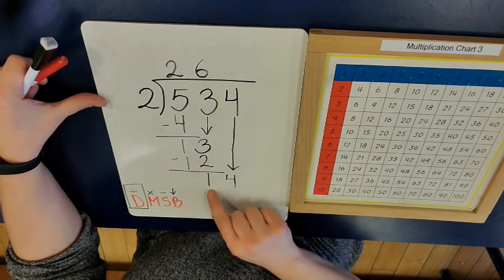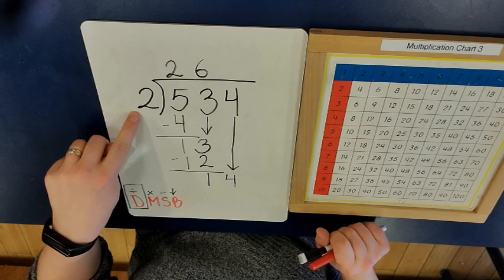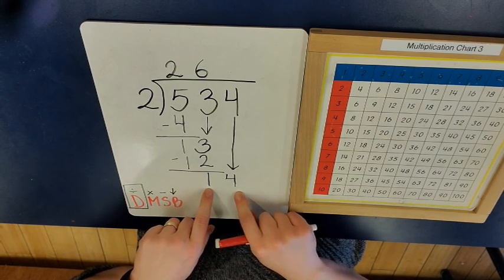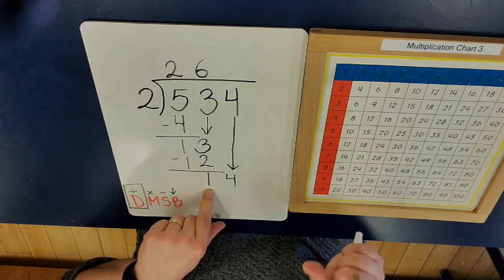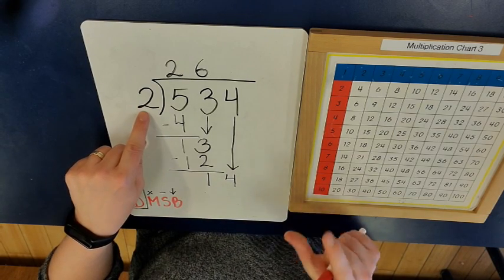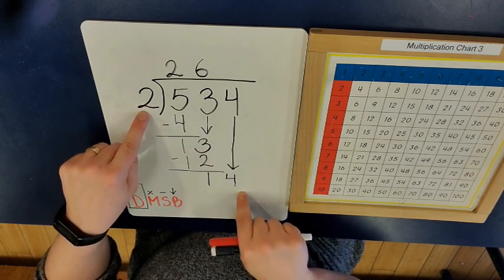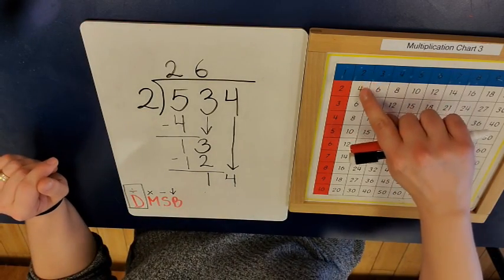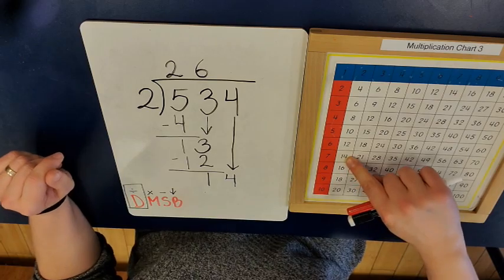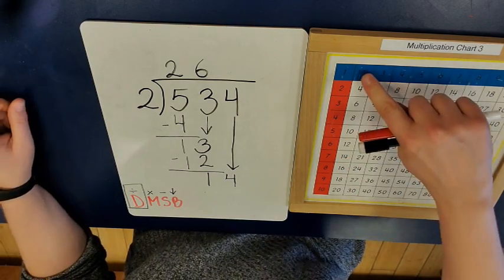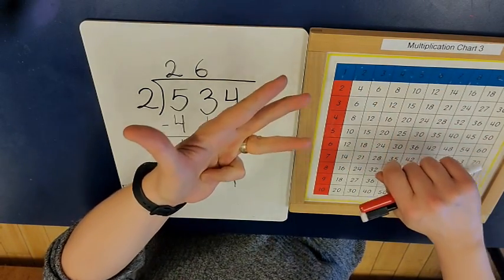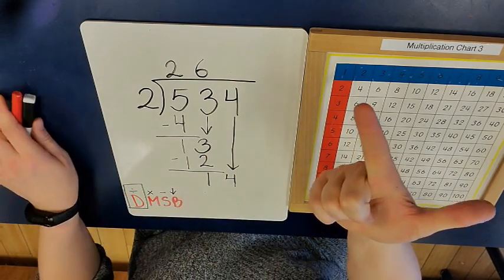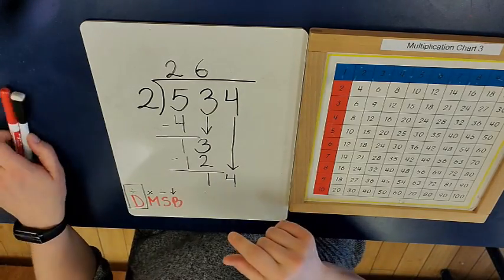So now we have 14. How many 2's go into 14 equally? If you're remembering about even numbers, you know that 2 is an even number and 14 is an even number, so 2 should go into 14 equally. I can check on my chart over here, or I can just count by 2's. 2, 4, 6, 8, 10, 12, 14. 2 goes in equally, and it went in 7 times.